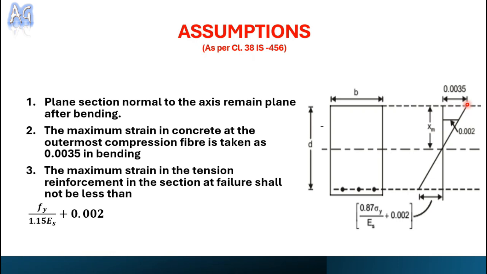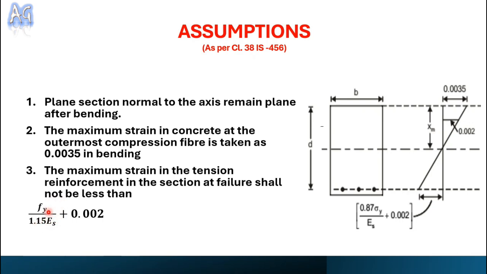Now if we see the third assumption, there we will see what the maximum strain value for steel is. So we are assuming Fy by 1.15 Es plus 0.002. This is the maximum strain value for steel. So why is this value like this? Actually this is taken from 0.2% proof stress. So here you can see Fy by 1.15 is nothing but the stress, and here 1.15 is the partial safety factor, right?